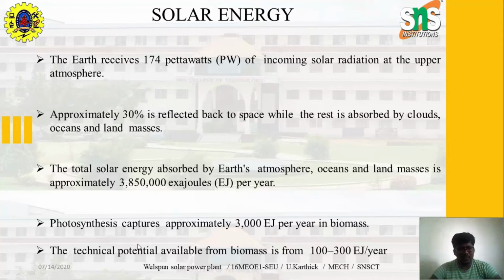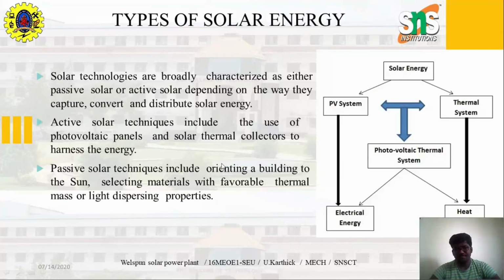It is per year. And also photosynthesis will occur. It is around 3,000 exajoules per year in biomass. So for biomass production, 100 to 300 exajoules per year of the sun's energy is utilized. So then solar we can classify into two types, that is passive and active solar, depending upon the way of capturing, converting and distributing the solar energy.